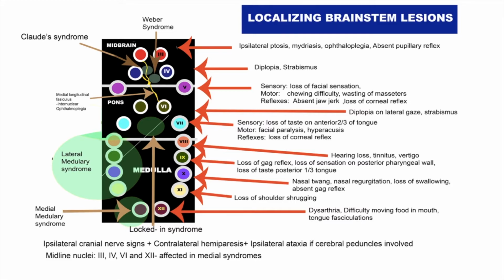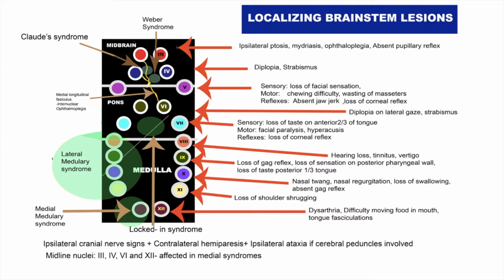If the ninth nucleus is affected, there will be loss of gag reflex, loss of sensation on the posterior pharyngeal wall, and loss of taste of the posterior one-third of the tongue. If the 10th nucleus is affected, there will be a nasal twang, nasal regurgitation, loss of swallowing, and absent gag reflex. If the 11th nerve nucleus is affected, there will be loss of shoulder shrugging. If the 12th nucleus is affected, there will be dysarthria, difficulty in moving the food in the mouth, and tongue fasciculations.